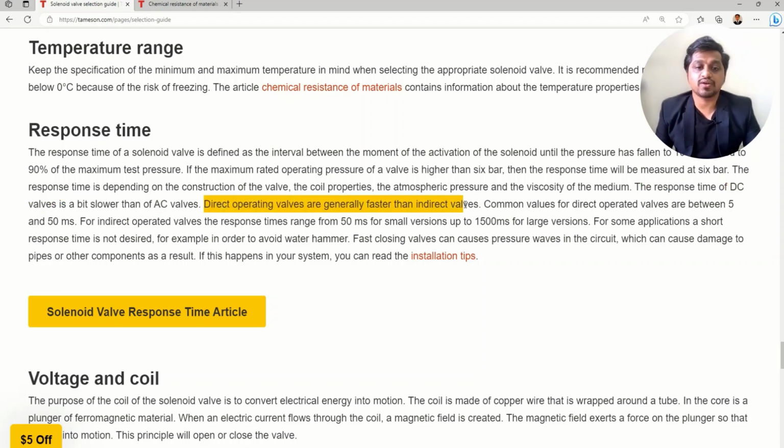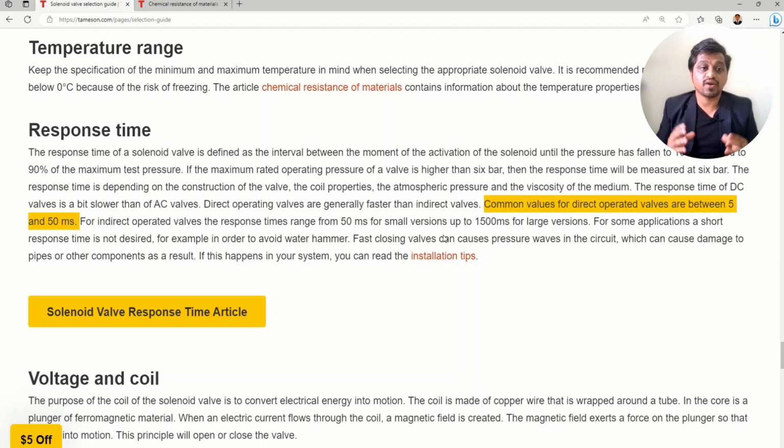Then if we have a direct operating valve, generally they are faster than the indirect or the pilot operated valves. So again, which type of valve you are using, all things are interrelated, right? So you have to think about all these things. Common values for direct operated valves are between 5 and 50 milliseconds. For indirect operated valves, the response time may vary from 50 milliseconds for small versions to 1500 milliseconds.